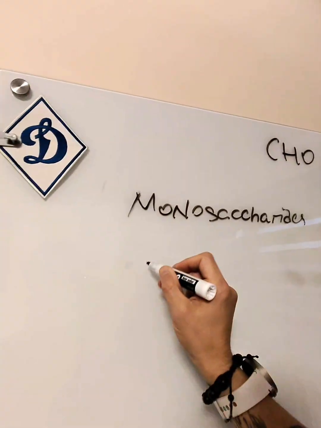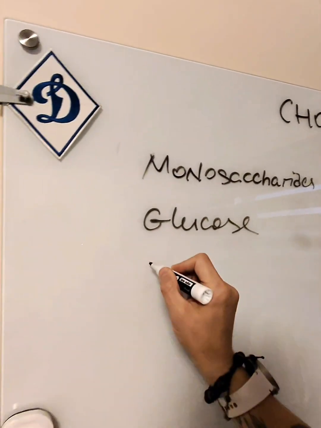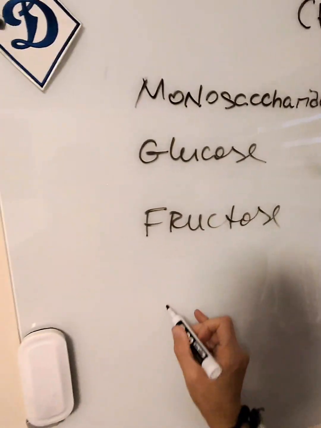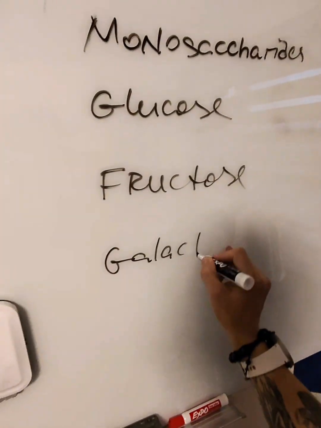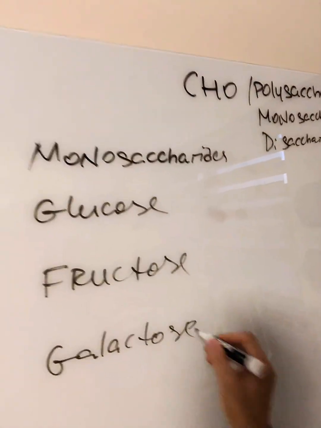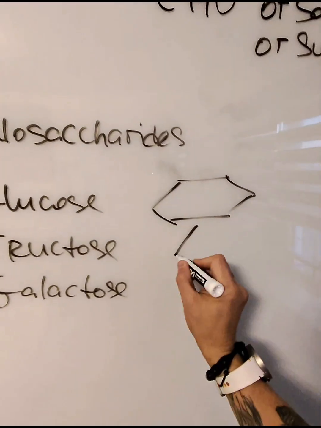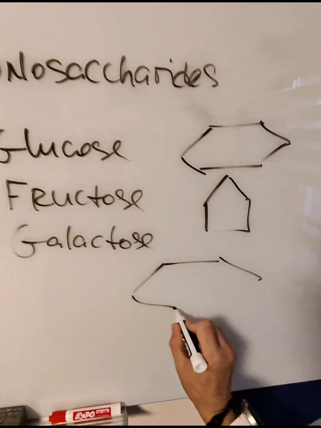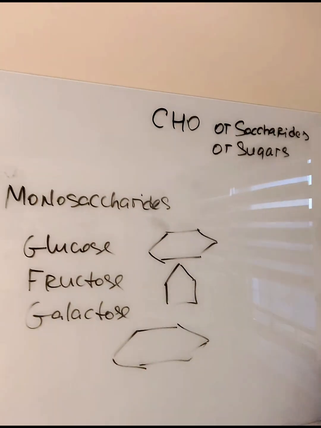Monosaccharides. So there are three monosaccharides. One is glucose, another is fructose, and another is galactose. Glucose, fructose, and galactose. Monosaccharides, so we can refer to them as sugars.